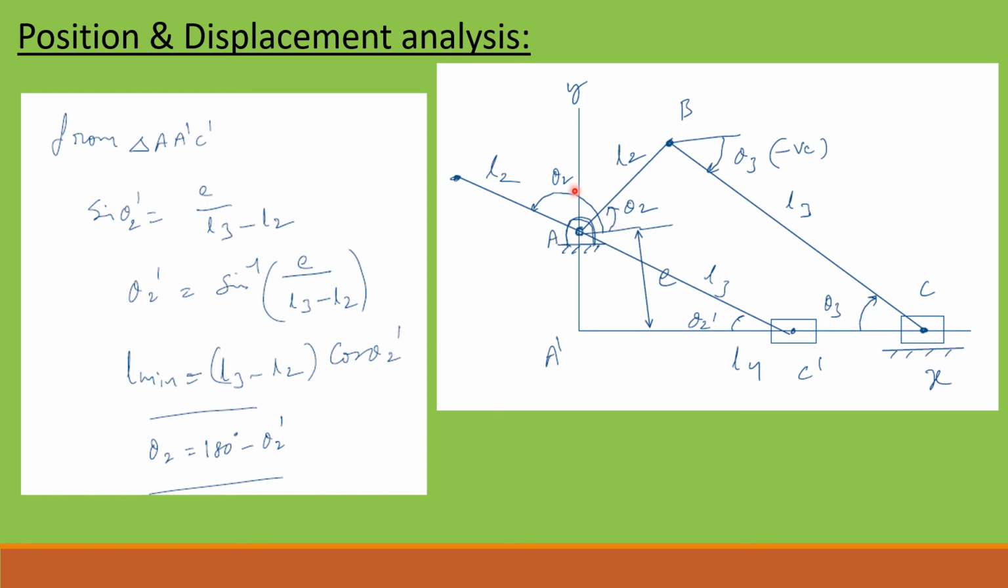So theta 2 can be found as 180 minus theta 2 prime. So this one is theta 2 prime. Again, this angle also will become theta 2 prime. So theta 2 will be 180 minus theta 2 prime.